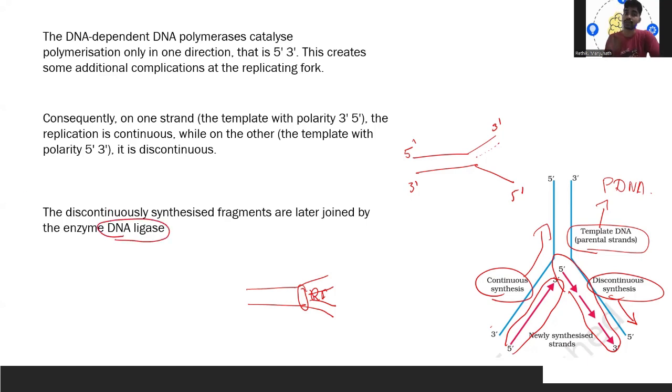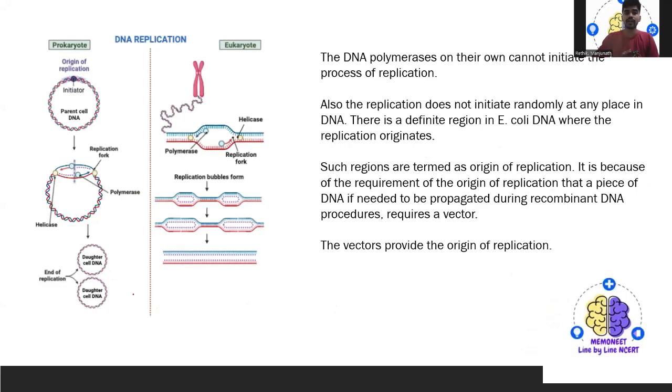So how many enzymes have we come across till this slide? One is DNA polymerase, then we have DNA ligase. What is the major function of DNA polymerase? The major function of the DNA polymerase is polymerization, addition of the nucleotide. Okay. And what is the major function of DNA ligase? It acts as a glue, to attach the discontinuously synthesized fragments. Okay. Moving to the next part.